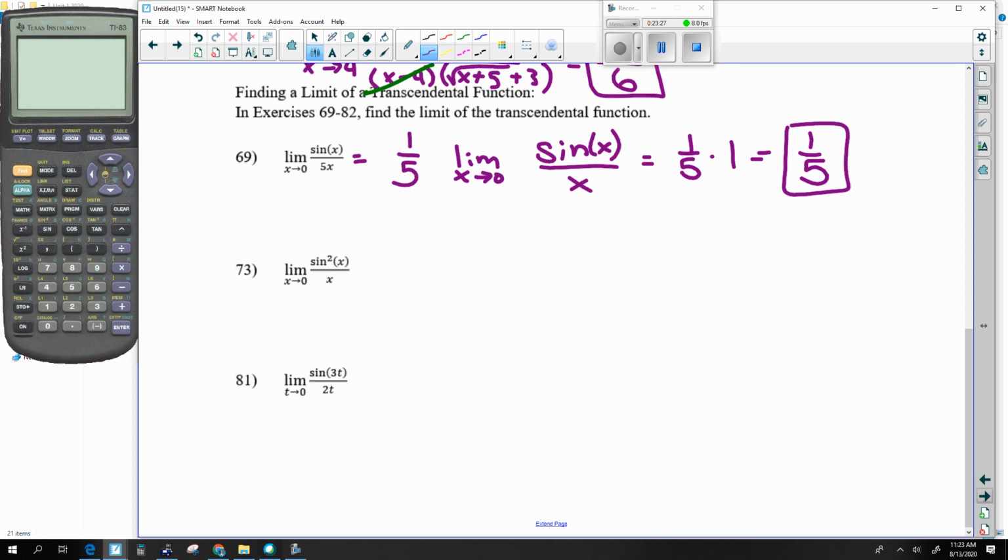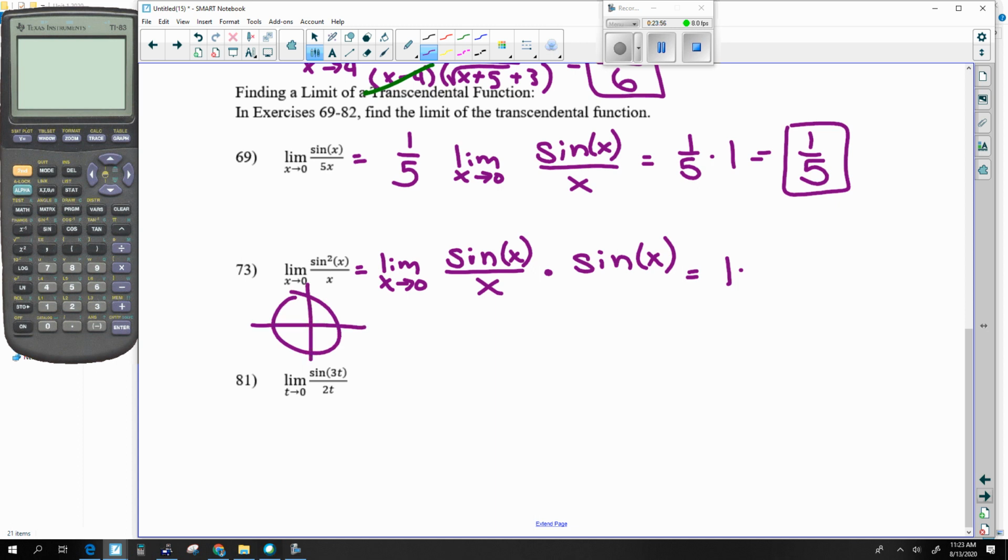Sine x over x is equal to 1, so this is the same thing as saying limit as x goes to 0 of sine x over x times sine x. Okay, times sine x, all with the limit going to 0. So the first bit is equal to 1. So this is 1 times sine of 0. Sine of 0 is 0.